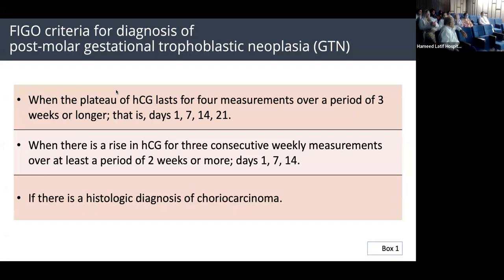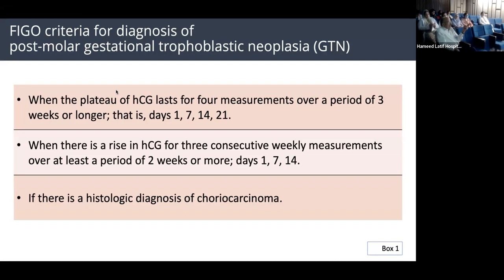And if beta HCG is found to be high, then there should be serial estimations of beta HCG, like here on a weekly interval. We should continue assessing those till we have removed the products of conception, if they were there, and then continue to follow beta HCG till it comes back down to normal. Otherwise, we would be missing some of the cases of gestational trophoblastic disease or neoplasia. So that is number one.